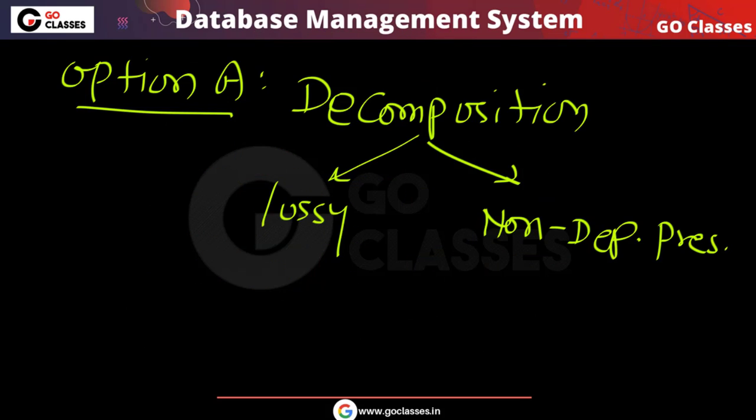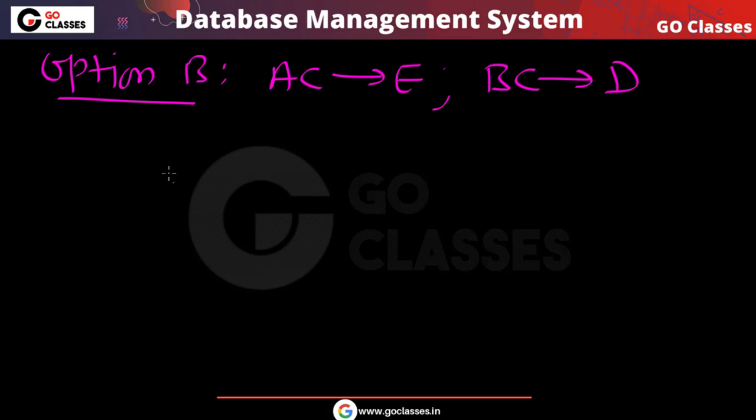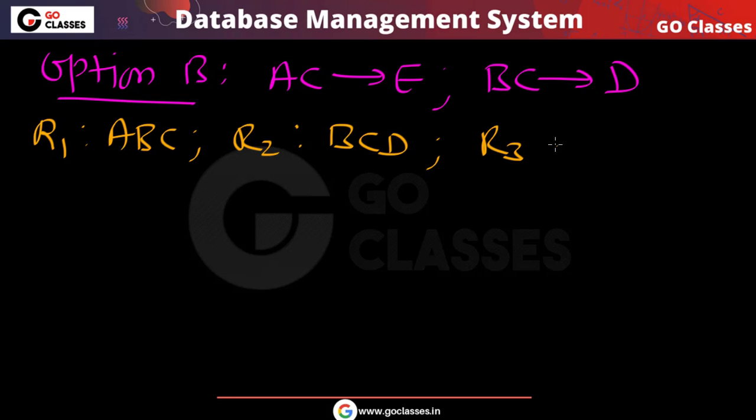BC determines D. Okay. Now, what are the relations? Again, you can notice these are the sub relations. We have ABC, we have ABCD, and we have ACE. So these are the sub relations that we have. Now let us check it out.